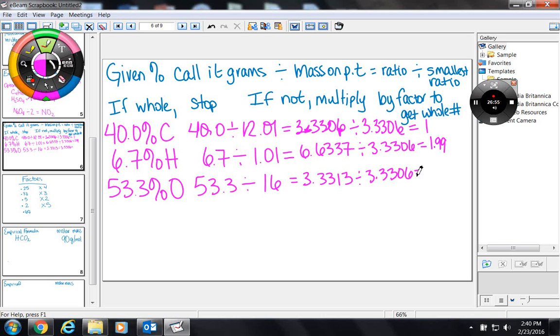This is 1.0002. Well, shoot, that's really just 1. 1.99 is really just 2. So the formula for this one is C, because the subscript would be 1. H, how many? 2. And it would be 1.